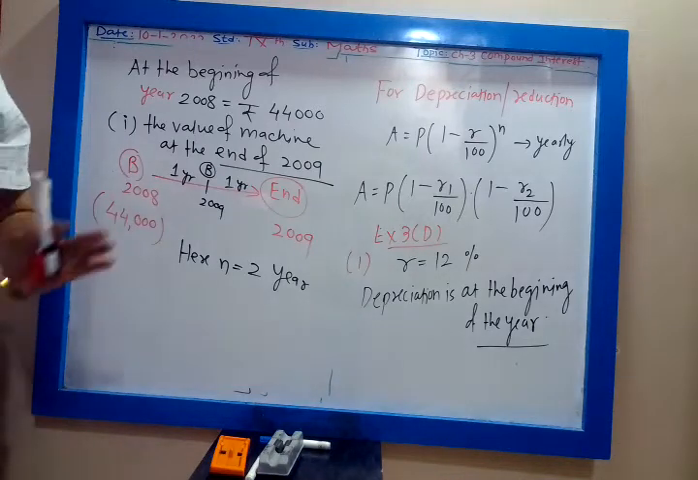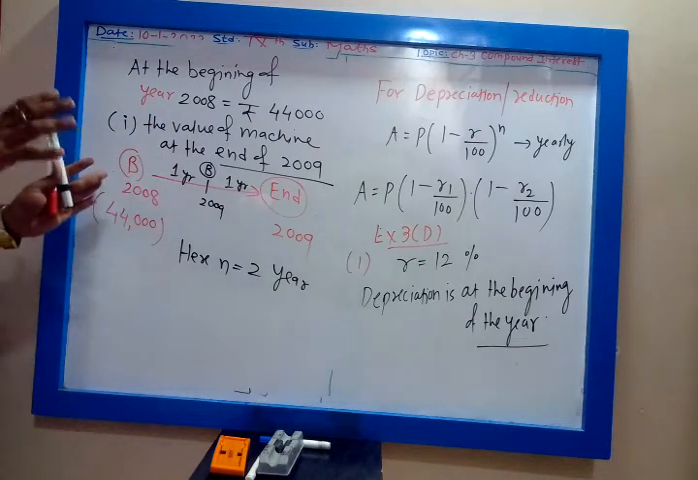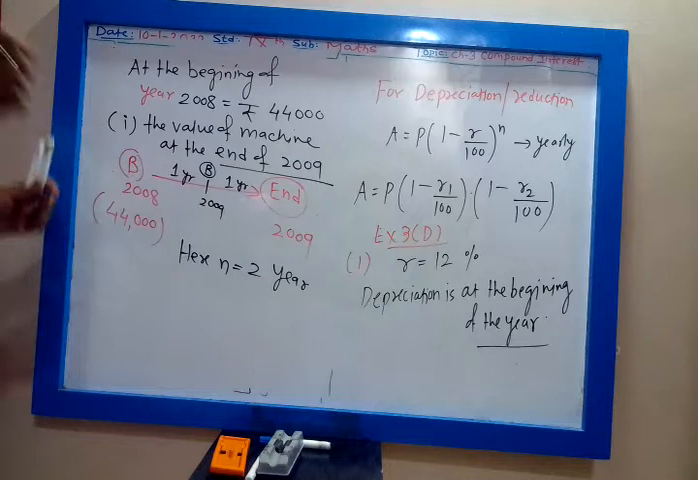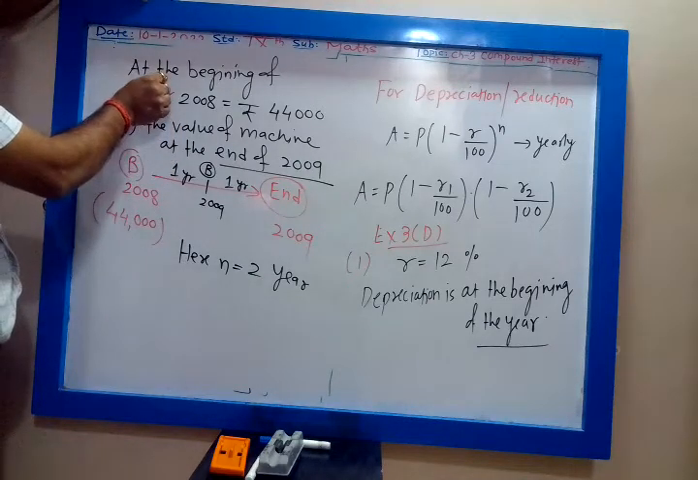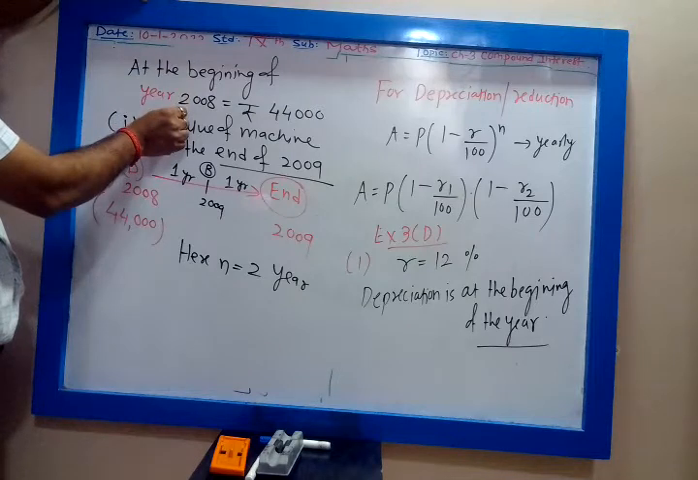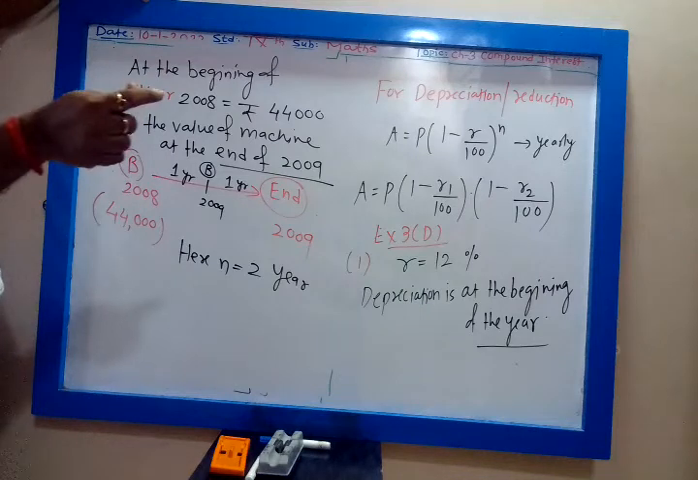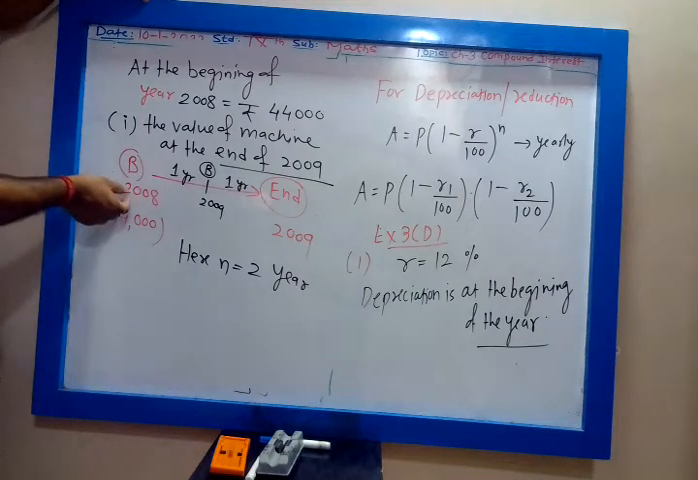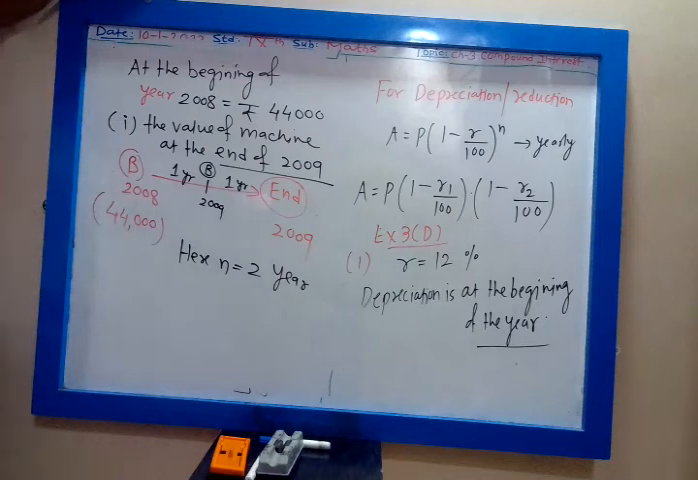This is clear. There is nothing more in this. The only part you need to understand is this much. You are given the price at the beginning of year 2008, and it is asked what will be the price at the end of year 2009. So from the beginning of 2008 to the end of 2009, what is the duration? This you have to understand.